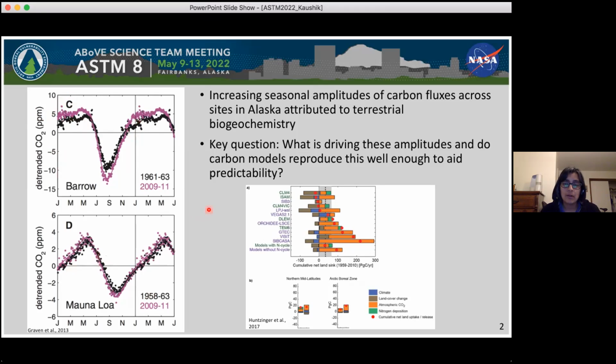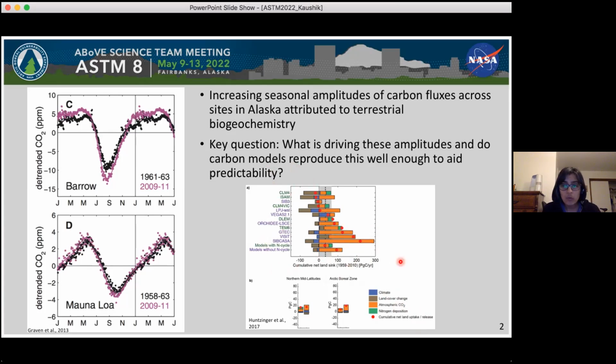The hypothesis is that this is connected to terrestrial biogeochemistry, but what actually drives these amplitudes on the modeling side, and whether we can reproduce that in order to then predict what's going to happen in the future, is something that's not fully decided. This paper by W. Hunsinger proposed a bunch of different factors like climate, land cover change, CO2, and nitrogen deposition. We were just talking about nutrients, and so forth. You can see that for all of these different models listed over here, the red is supposed to be the net land uptake. Depending on which model you pick, the net land uptake can change quite a bit and can be attributed to a bunch of different things.